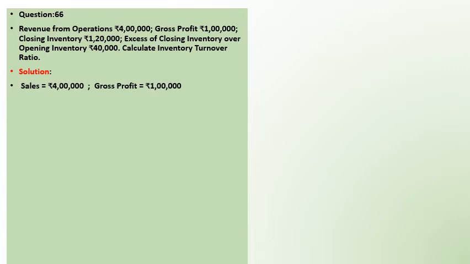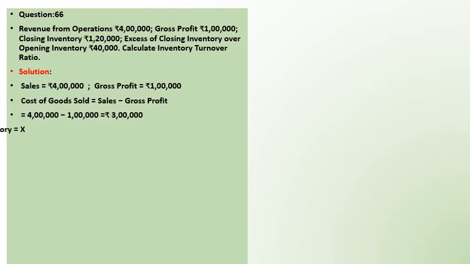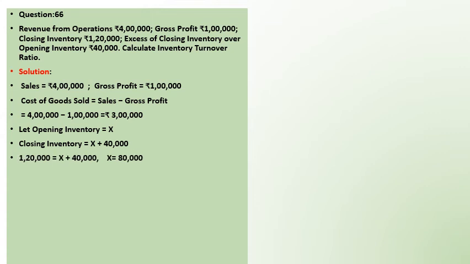So calculate the inventory turnover ratio. Sales is given 4 lakhs, gross profit 1 lakh, so therefore cost of goods sold is equal to sales minus gross profit is equal to 3 lakhs. Now let opening inventory be x, closing inventory, therefore, x plus 40,000. By putting this value, we will get the opening inventory is equal to 80,000, as I discussed before.